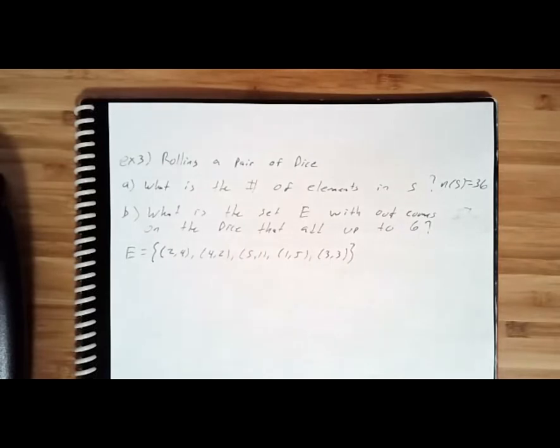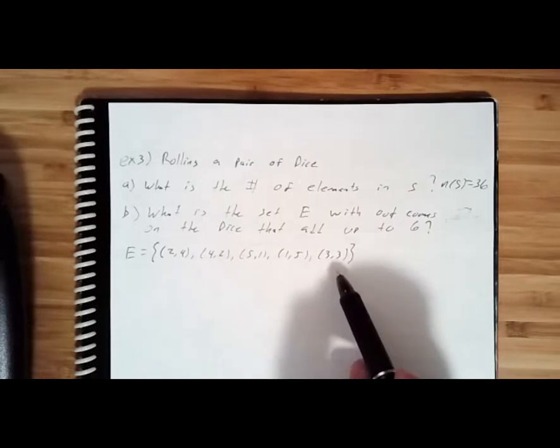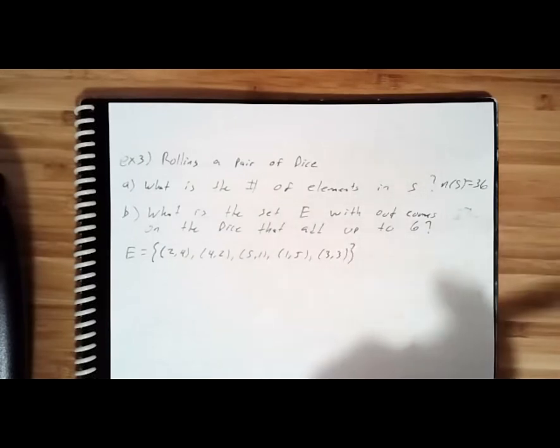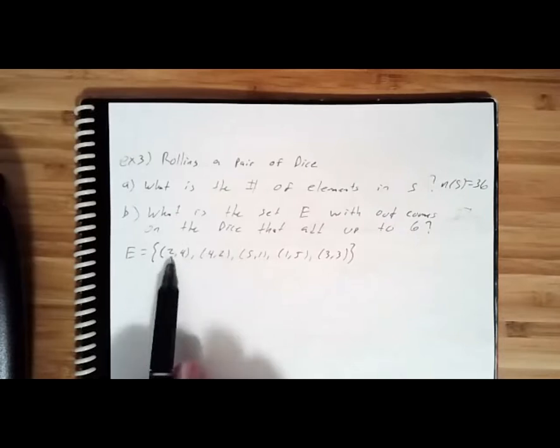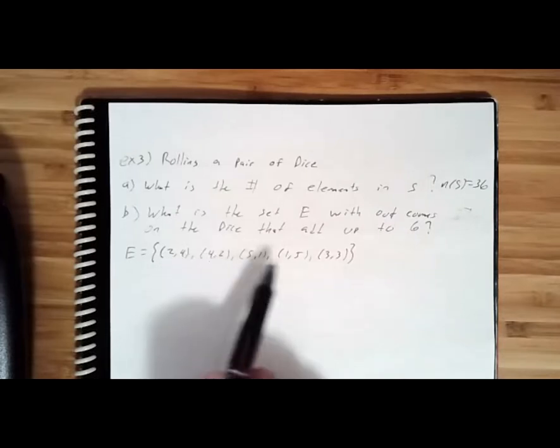Now, let me double check this. The doubles are not counted as two different ones because both have to be 3. There's no second outcome where the other one's 3 and then the first one's 3, that's the same thing. So only these count as separate: 2, 4 and 4, 2. So there are only 5.